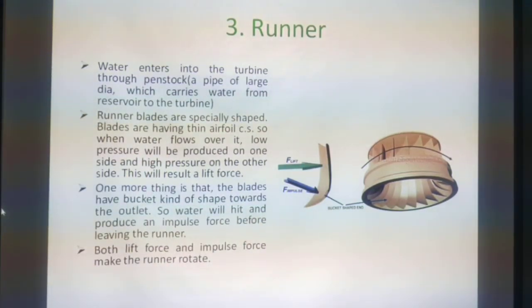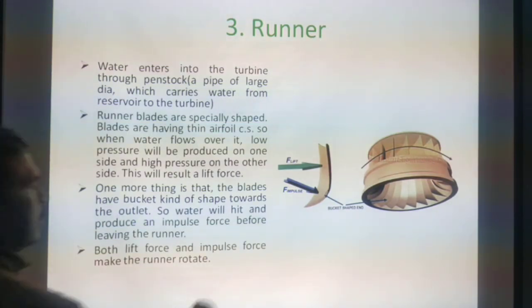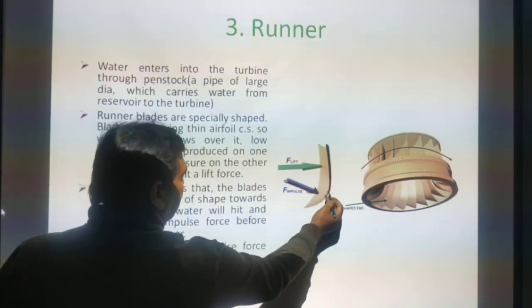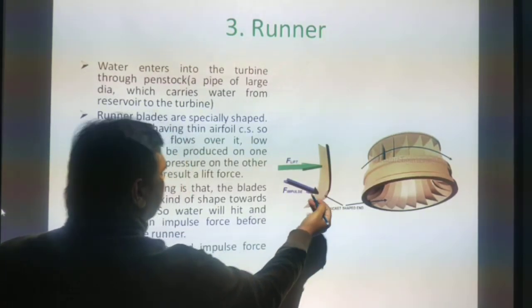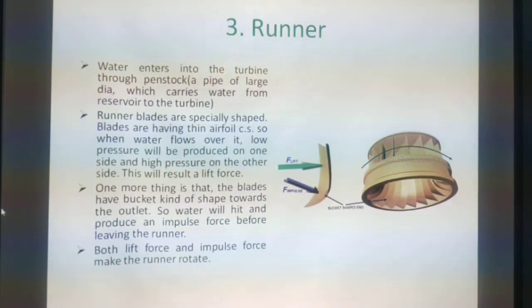And one more thing is that the blades have a bucket kind of shape towards the outlet at this portion. This portion is your bucket kind of shape. So water will hit and produce an impulse force before leaving the runner. And this will produce an impulsive force.